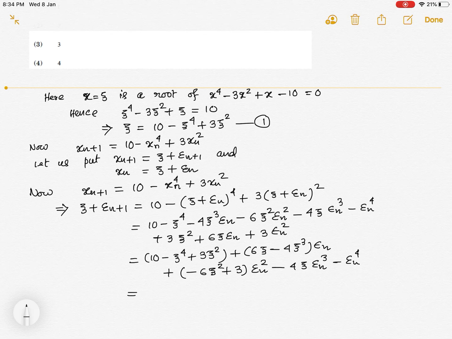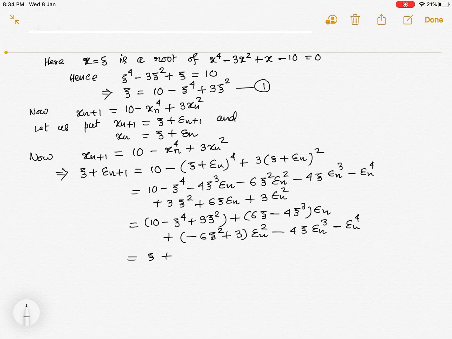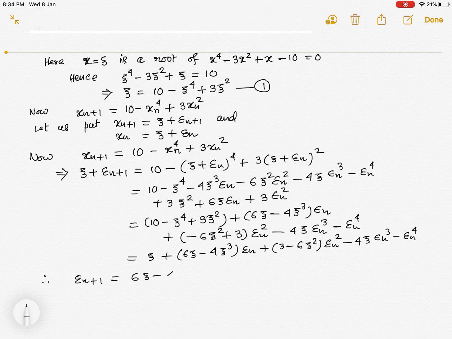Now using equation 1, we can write this as xi + (6xi - 4xi^3) epsilon_n + (3 - 6xi^2) epsilon_n^2 - 4xi epsilon_n^3 - epsilon_n^4. Hence, cancelling xi on both sides, we have epsilon_{n+1} = (6xi - 4xi^3) epsilon_n + (3 - 6xi^2) epsilon_n^2 - 4xi epsilon_n^3 - epsilon_n^4.